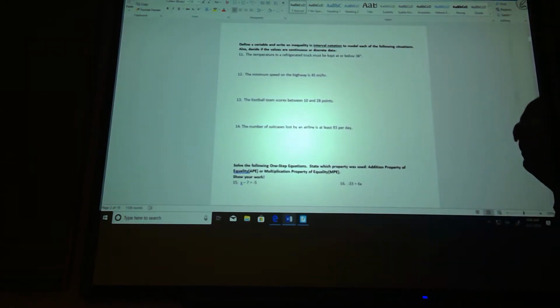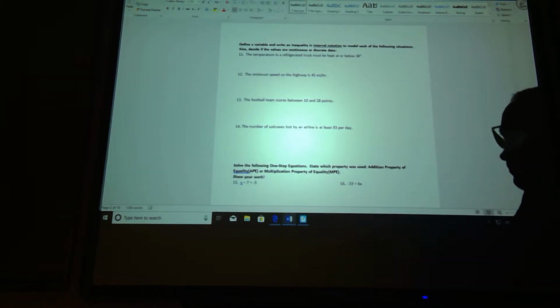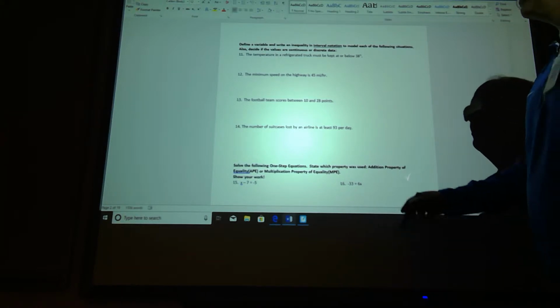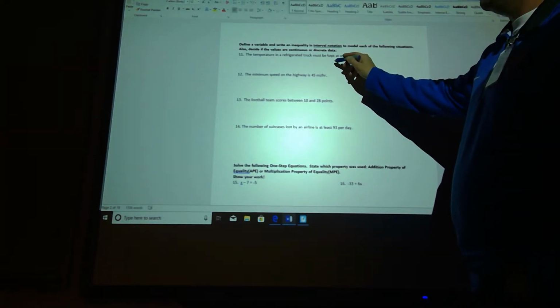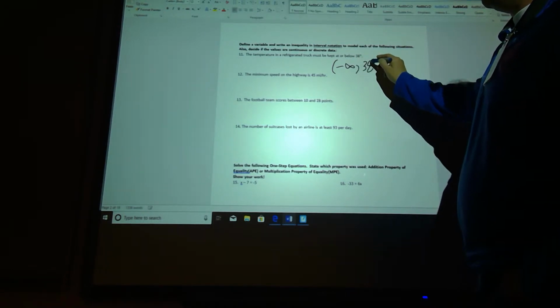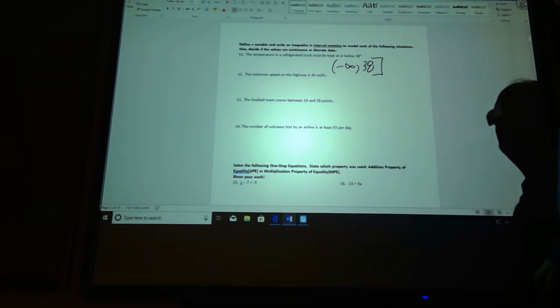All right, define the variable, write the inequality and interval notation to model the following situations. Also decide if it's continuous or discrete. Remember, continuous means it goes forever. Discrete means we have start and end points to it, or if we pick up our pencil for it. So the temperature of a refrigerator truck must be kept at or below 38 degrees. So we can say negative infinity, 38, at and below would be a square bracket.